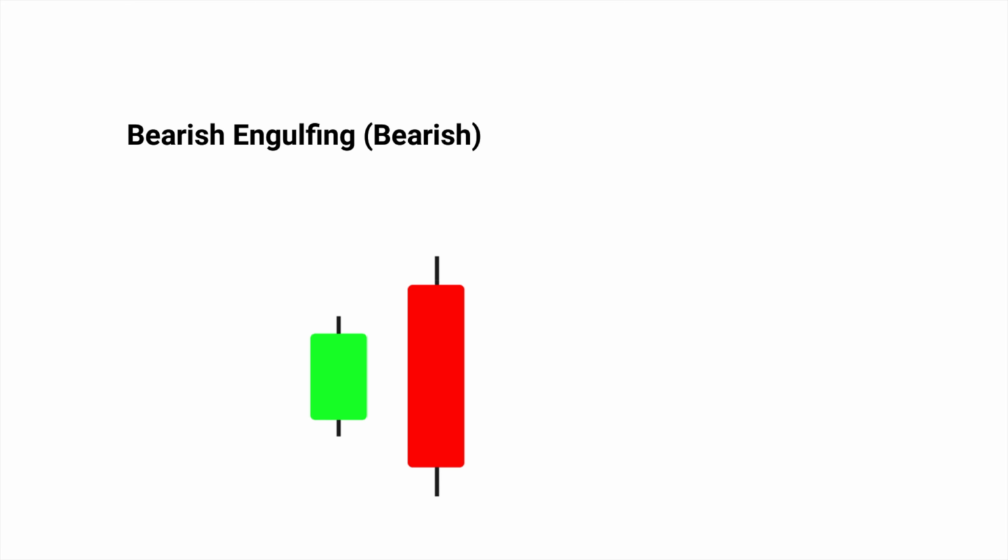Bearish engulfing. Again, same sort of thing. At the top of a trend, you're going to have a bearish candle that's engulfing the previous bullish candle. So pretty self-explanatory. And again, we'll dive into the charts at a later point, and we'll actually go into how you can spot these and where you can spot them.